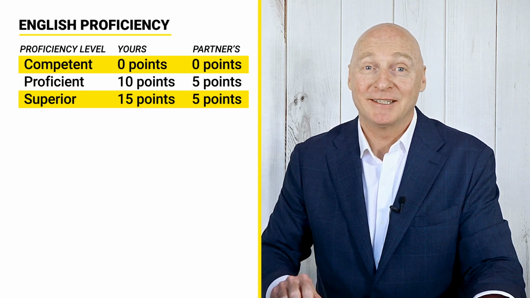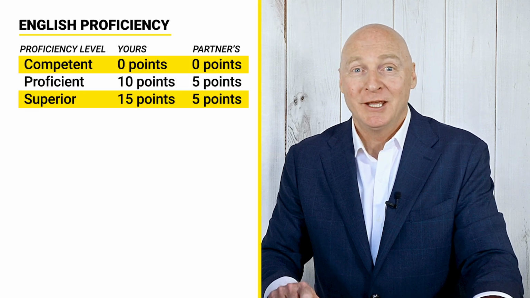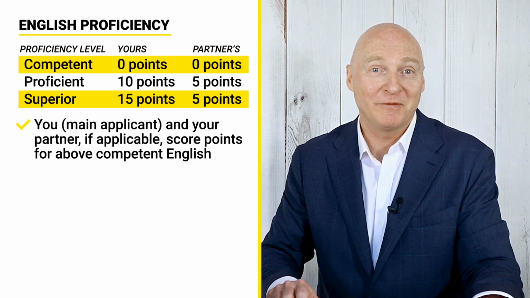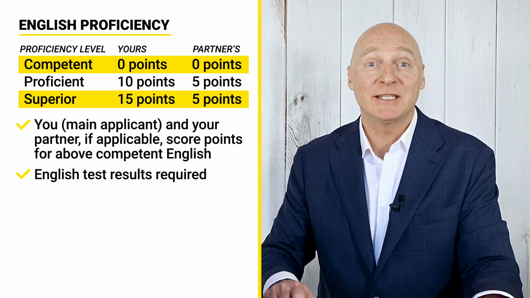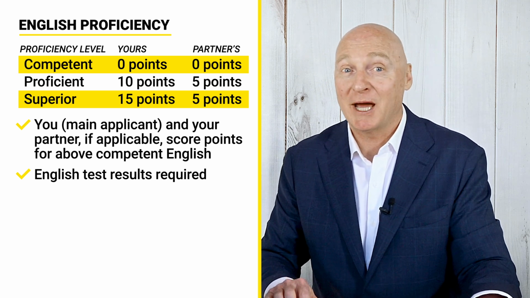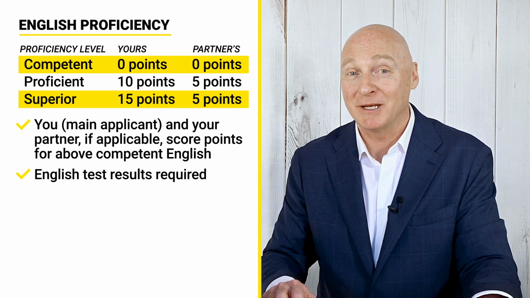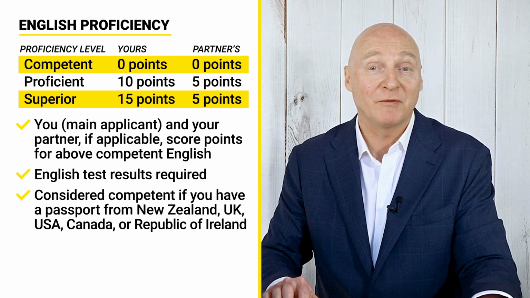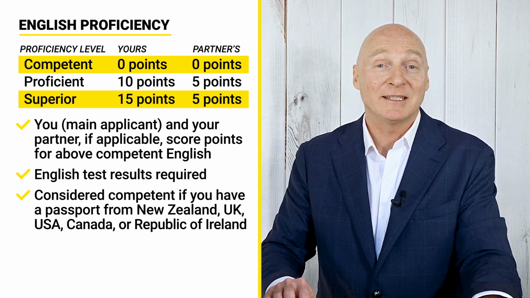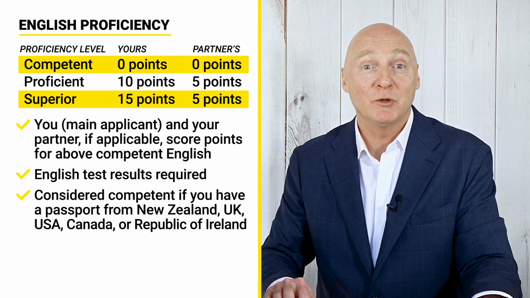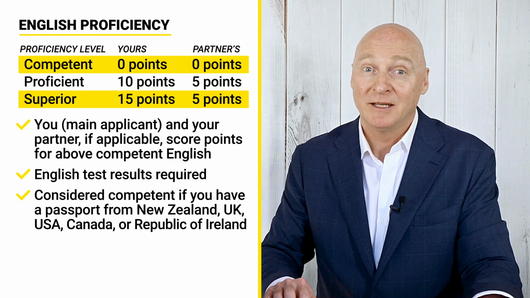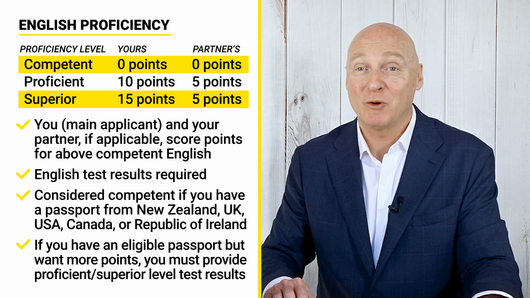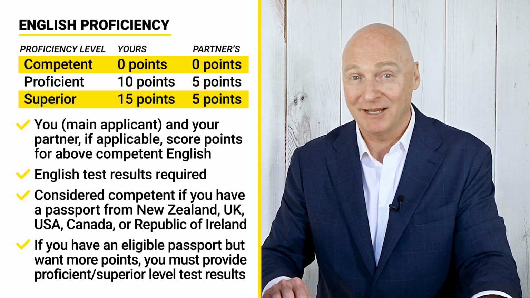English proficiency. This one is pretty straightforward. You and your partner, if you have one, will score more points for a high level of proficiency. You will need to demonstrate this through an English test, which you need as part of your documents for the immigration department anyway. If you are exempt from an English test as you have a passport from an eligible country, that counts as competent level of English and you will not score any points for that. If you want a higher point score, you must take an English test to meet the required scores for the higher proficiency levels.